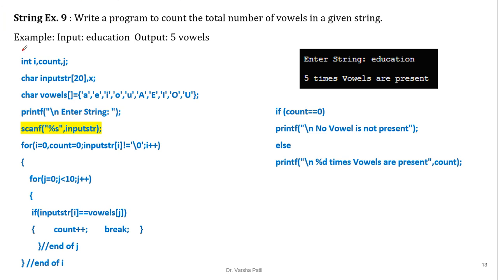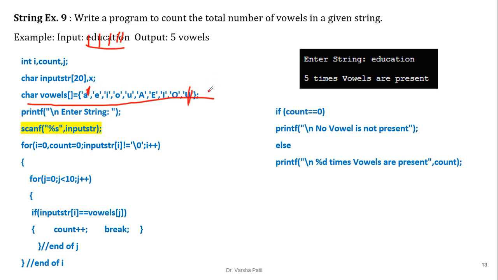Now see, the input is education and you require to find out the vowels. So these are the vowels: 1, 2, 3, 4 and 5. So how many vowels are there? You may accept the string as capital or small. So I have declared one character array in which A, E, I, O, U, a, e, i, o, u are there. Now here I have not used the null character. Why? Because I am explicitly going from this location to this location.